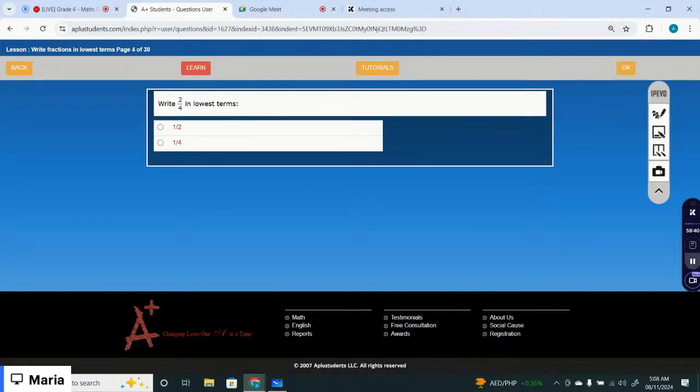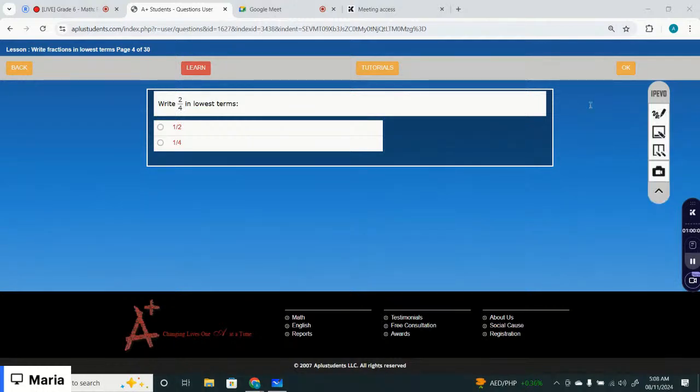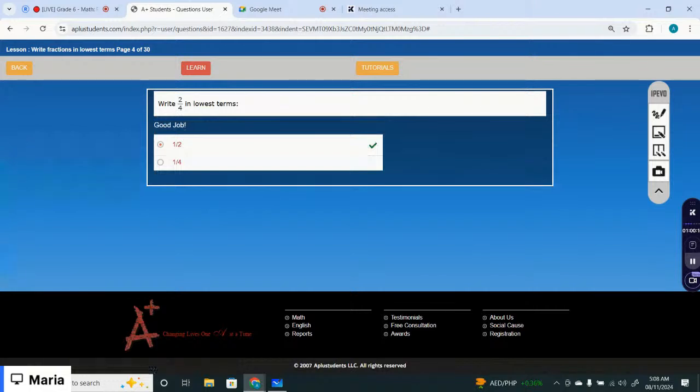Write 2 by 4 in the lowest terms. So you have to look for the greatest number that can divide both numerator and denominator. So the greatest number is 2. So 2 divided by 2 is 1 and 4 divided by 2 is 2. So the correct option is 1 over 2. You can write 2 by 4 in lowest terms as 1 by 2. Got it? Option number 1 is the correct option. Very good.